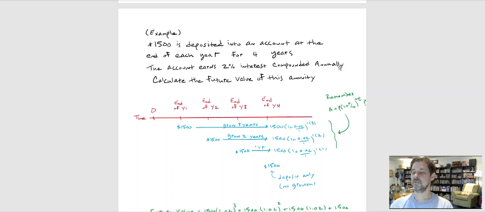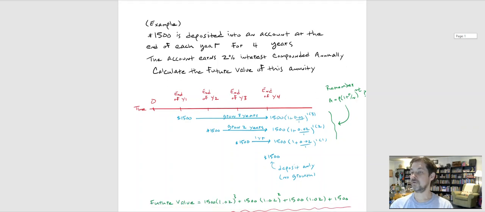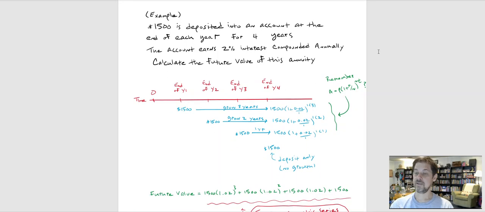So here's a basic example that I want to go through in a lot of detail, and I want to do some very specific calculations for you to understand how an annuity would work as I've described it so far. So let's say that you're going to deposit $1,500 into an account at the end of each year. Now remember, in an ordinary annuity, we make the payments at the end of each period.